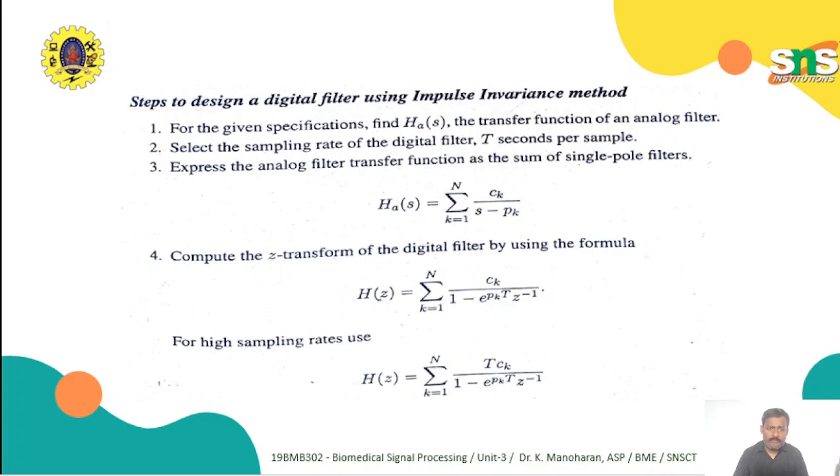And fourth step, compute the Z transform of the digital filter by using the formula. Look at step 3 and step 4. From this they will map to H(z). So H(z) equals summation of k equals 1 to N, Ck divided by 1 minus e power Pk into z power minus 1. Here we have s minus Pk, and the same thing will be substituted, e power Pk into the sampling rate T. For a higher sampling rate, we need to use H(z) equals summation of k equals 1 to N, T into Ck divided by 1 minus e power PkT into z power minus 1. So these are the steps to design an impulse invariance method IIR filter in digital form.